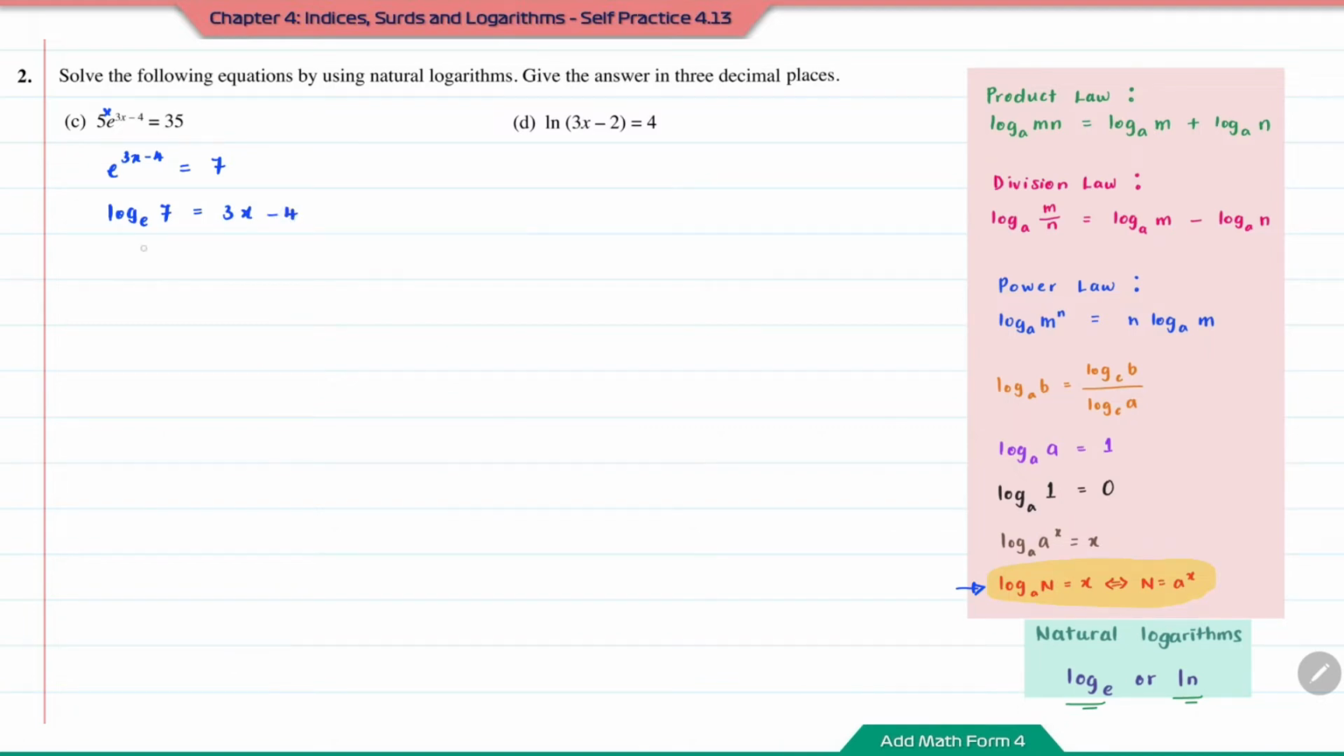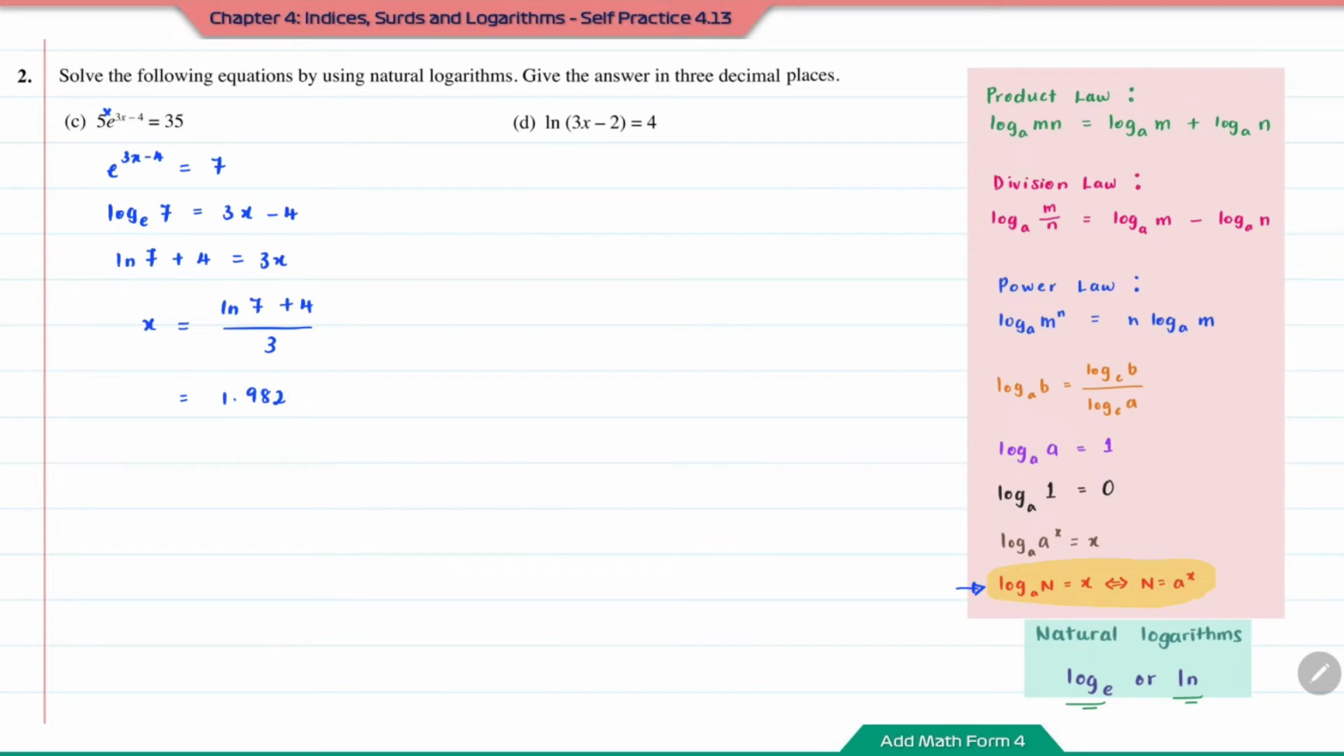This log base e, we can write it as ln. Then I'm going to move this negative 4 to the left hand side. It will be plus 4. To find the x, it will be ln 7 plus 4, divided by 3. So solve this using your calculator and you're going to find the answer is equal to 1.982.